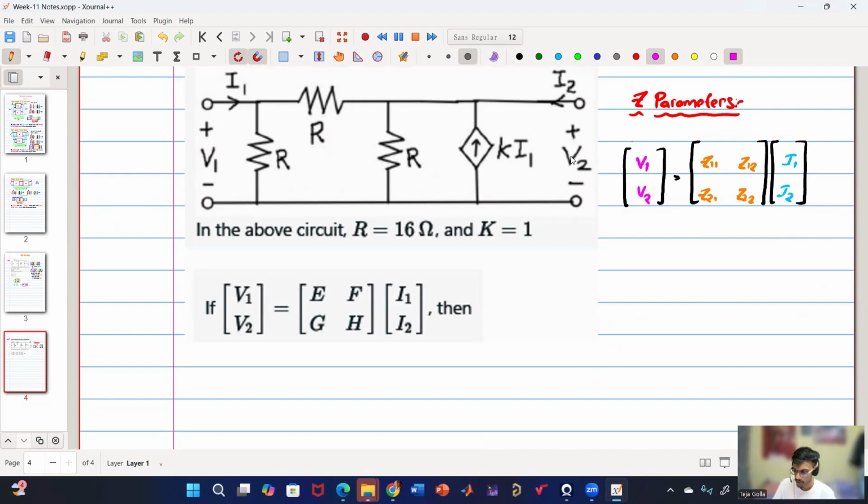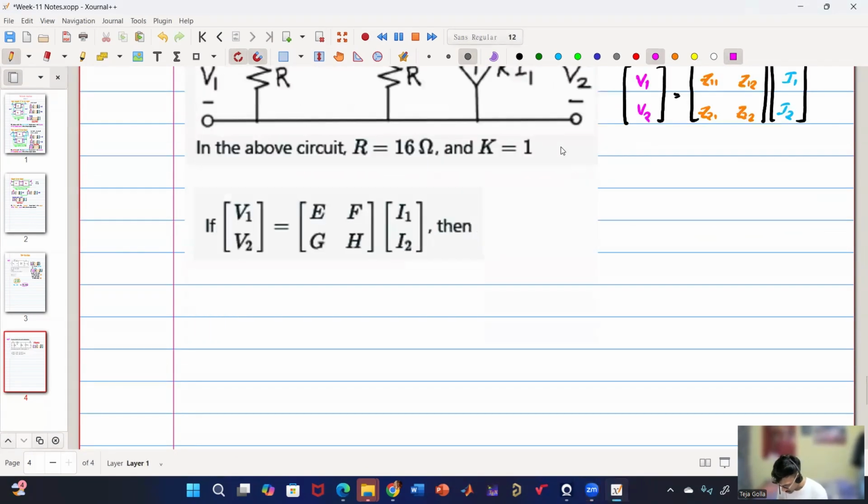What should we find in this question, sir? EFGH. So we have to find Z11, Z12, Z21 and Z22. So let us start with I2 equals 0. What should be done? Open circuit, right? Yes, people are saying open circuit. So let us make I2 equals 0.